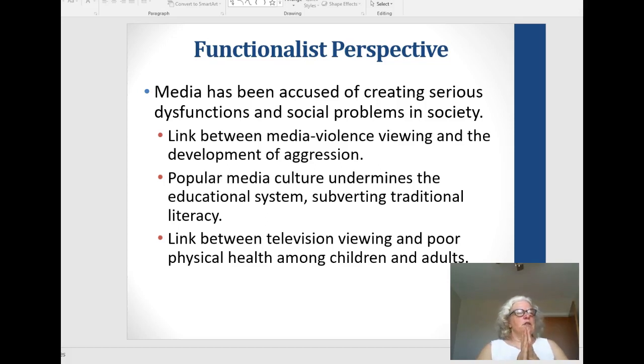Media has been accused of some serious dysfunctioning and social problems in society. We have heard our president say that over and over again about the media issues, that there's this whole popular media that goes into place, and there's a link between television viewing, poor physical health, and children and adults, much less the time spent in front of the computer, as we see the gaming process going on as well. So it's gone way beyond these original concerns, that we see the aggression and concerns related to it, not only through television watching, but through all sources of the media.